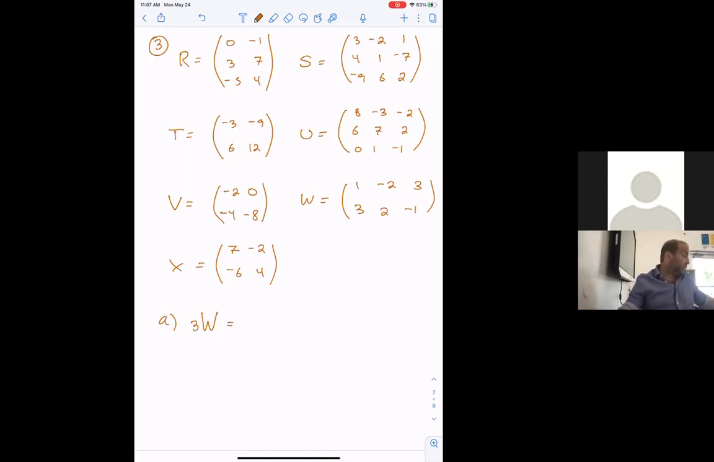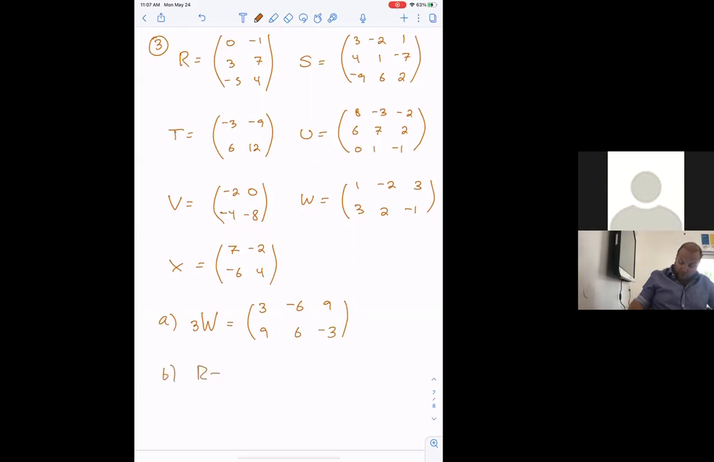3 times the matrix W. How do you multiply a scalar by a matrix? Each entry is multiplied. So the order does not change. 1 times 3, 3, -6, 9, 9, 6, -3.